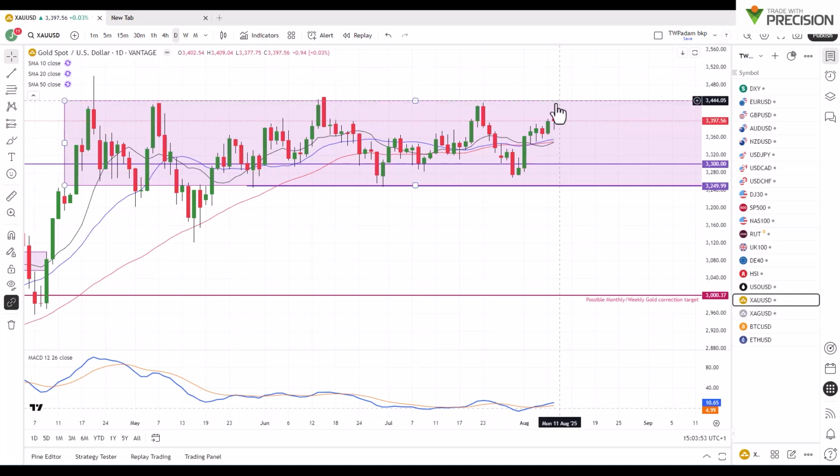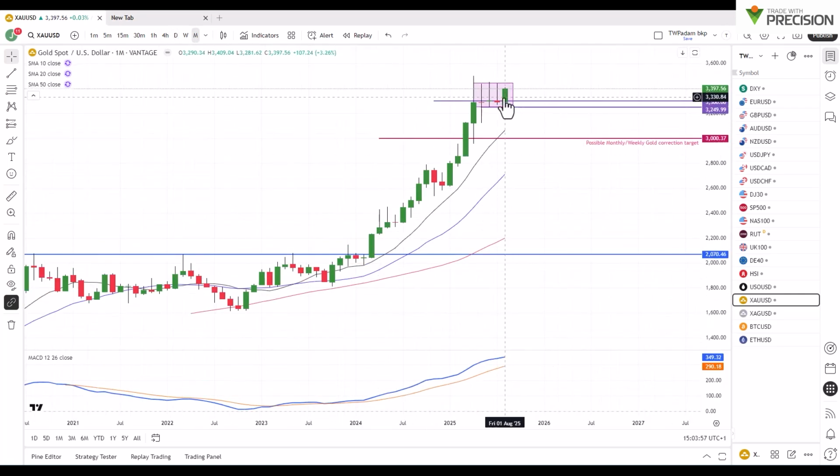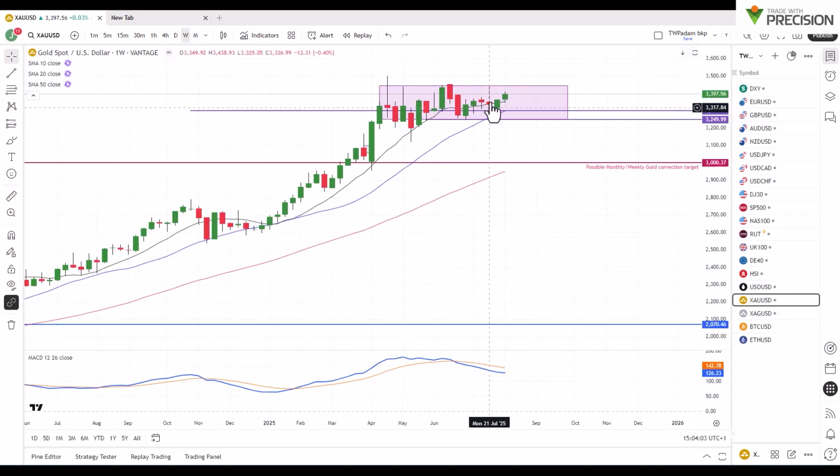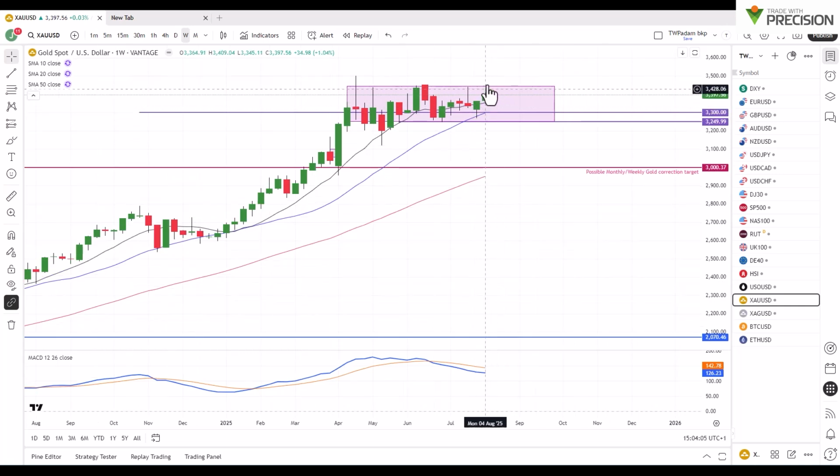Gold is currently range bound and attempting to make its way up to the top of the range. From a monthly perspective, it just continues to push high, even though it is unable to close above that 3,300 level. From a weekly perspective, it looks relatively nice and bullish from last week's candle, and actually looks as though it wants to continue to push higher.